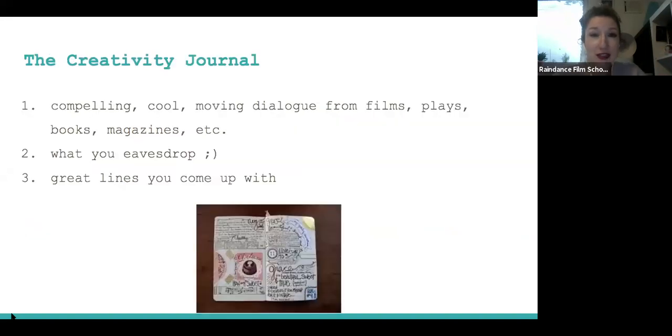A suggestion for that is I have a creativity journal. Mine's a physical notebook journal, but you can have it on your computer, or on your phone, probably even. The thing is that you have something where you store that kind of inspiration and those ideas. And what I would suggest to put in there is any compelling or cool or moving dialogue from films or plays or books or magazines, or probably even from any old YouTube video that you stumble over.